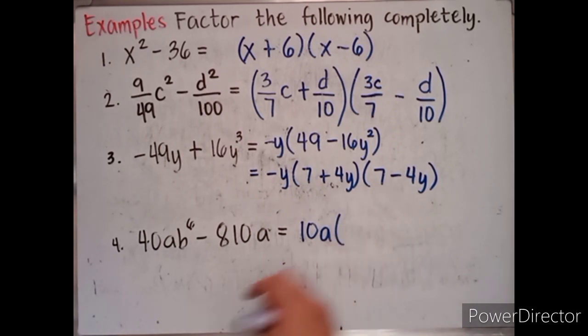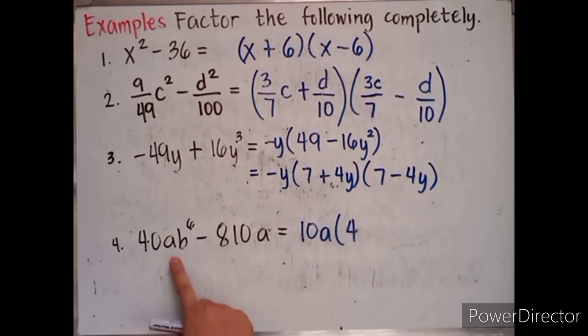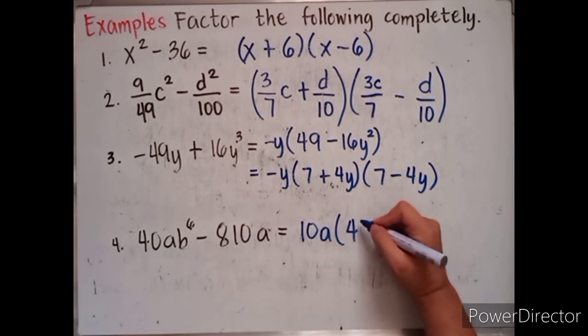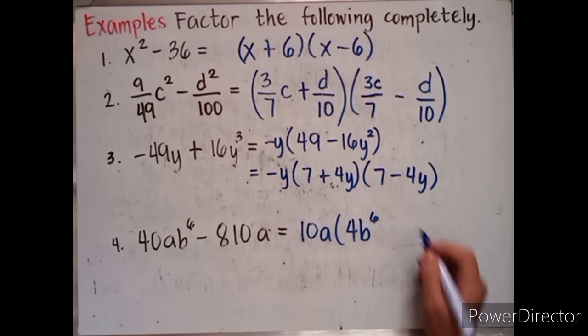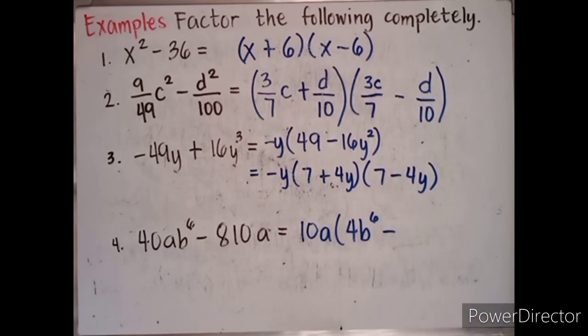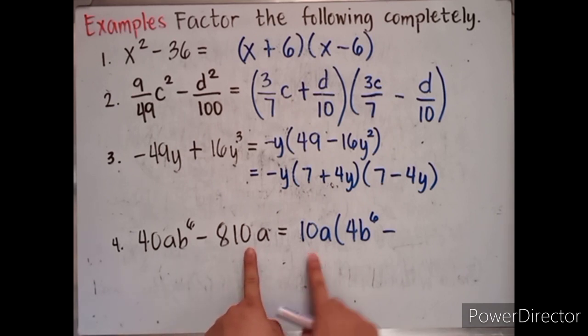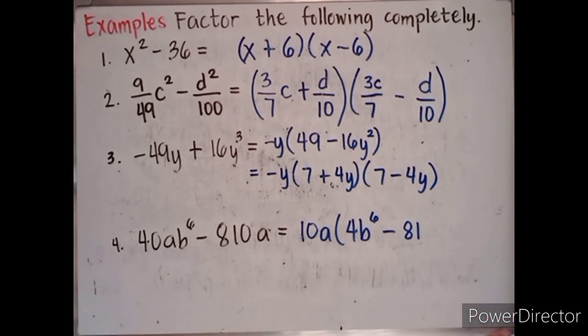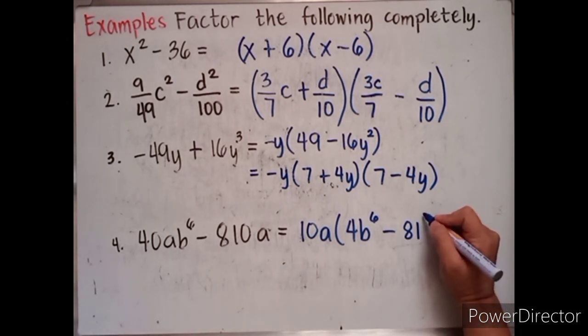So, what will remain is 40ab to the 6 divided by 10a. 40 divided by 10 is 4. a divided by a, wala nang a. So, b to the 6 will remain b to the 6, minus 810 divided by 10. Of course, we will just remove the zeros. So, therefore, that will be 81. a divided by a is 1. So, therefore, 81 na lang ito.